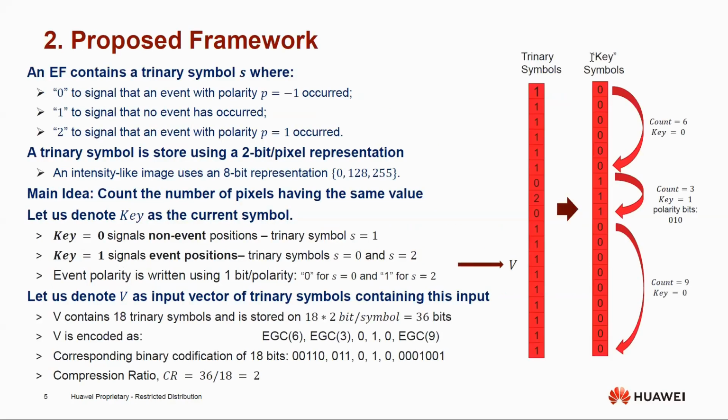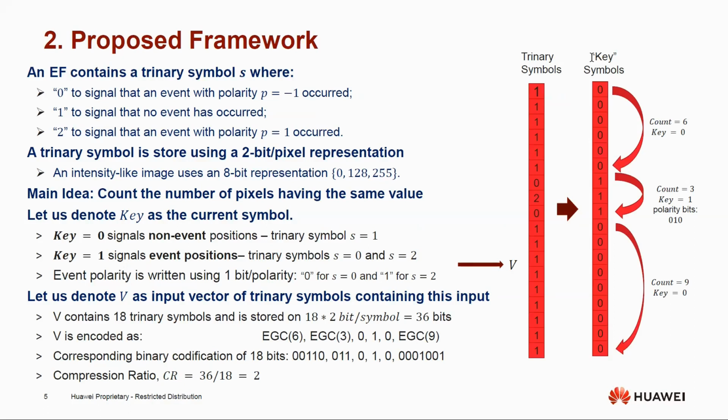So basically, the algorithm is actually quite simple, but we first need to understand what we need to compress. Since there are three types of signals contained in the event frames, we can codify them using three very simple symbols: 0, 1, and 2.